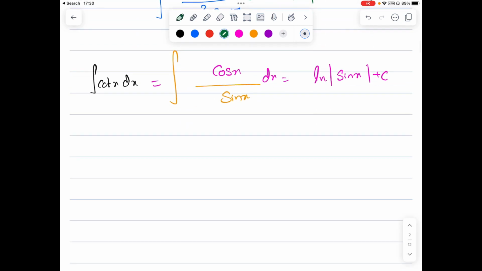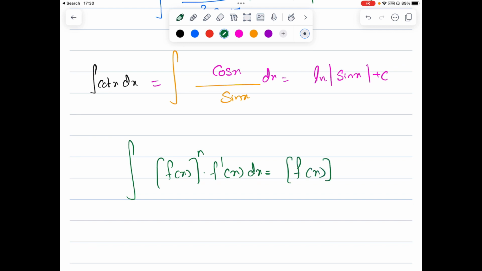Sometimes the next formula is nothing but this: I take the function in the numerator, having a power n, and its derivative without the power n. Then the answer will be that function to the power of n plus 1 upon n plus 1, plus c.